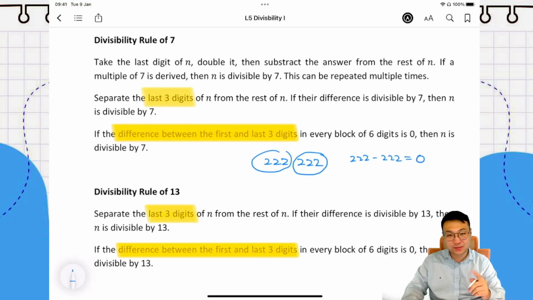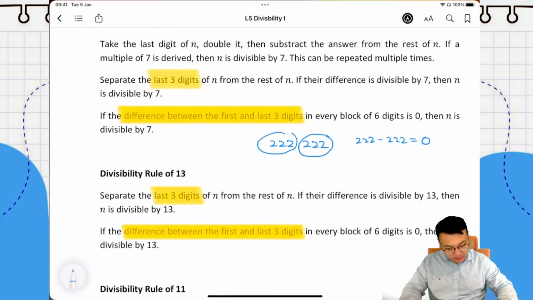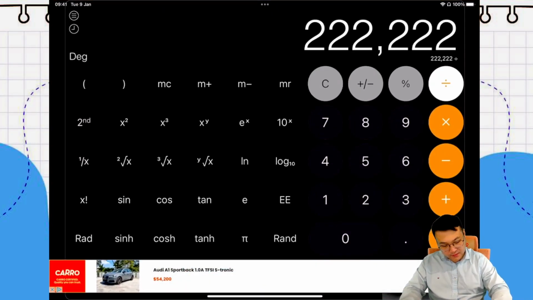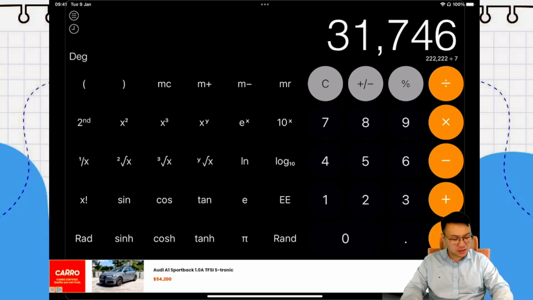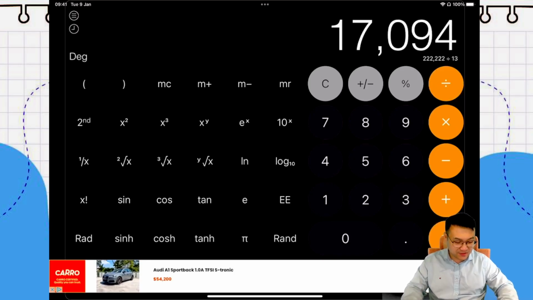For example, 222 minus 222 is 0, right? And 0 is divisible by anything, by 7 and 13 both. That means the entire number 222222 is divisible by 7 and 13. Come, let's take a look. 222222 divided by 7. Yes, it's divisible. 222222 divided by 13. Yes, it's divisible.